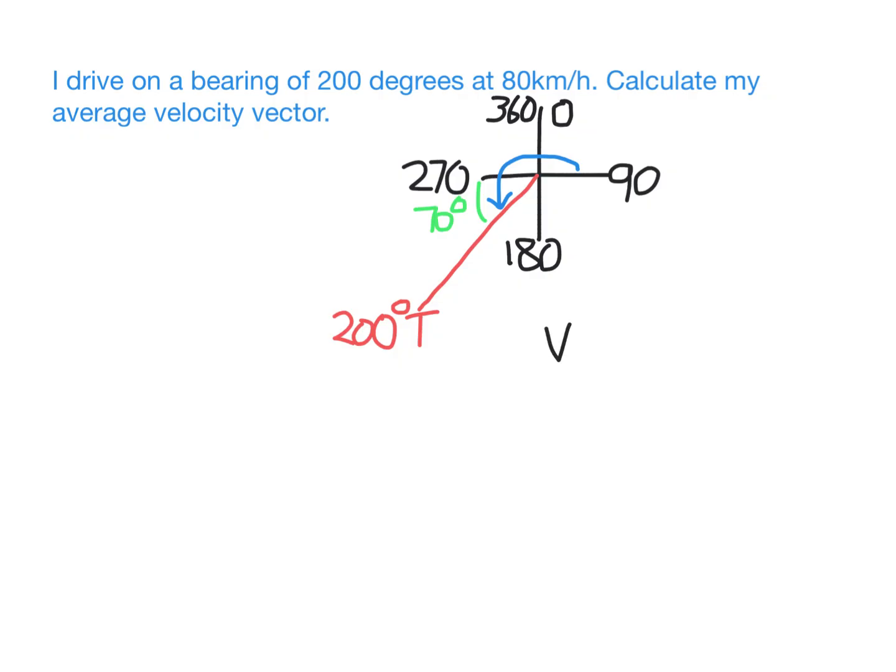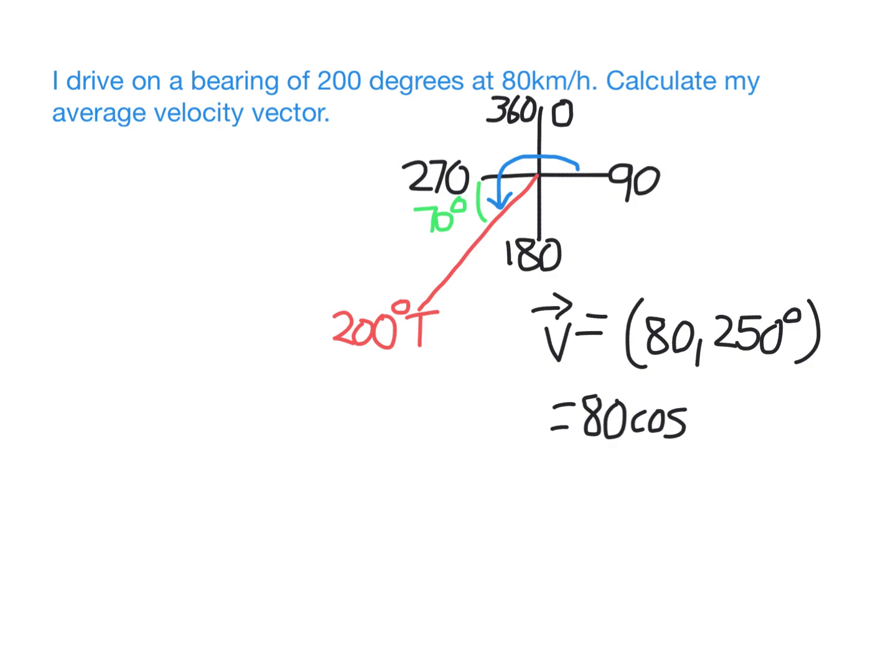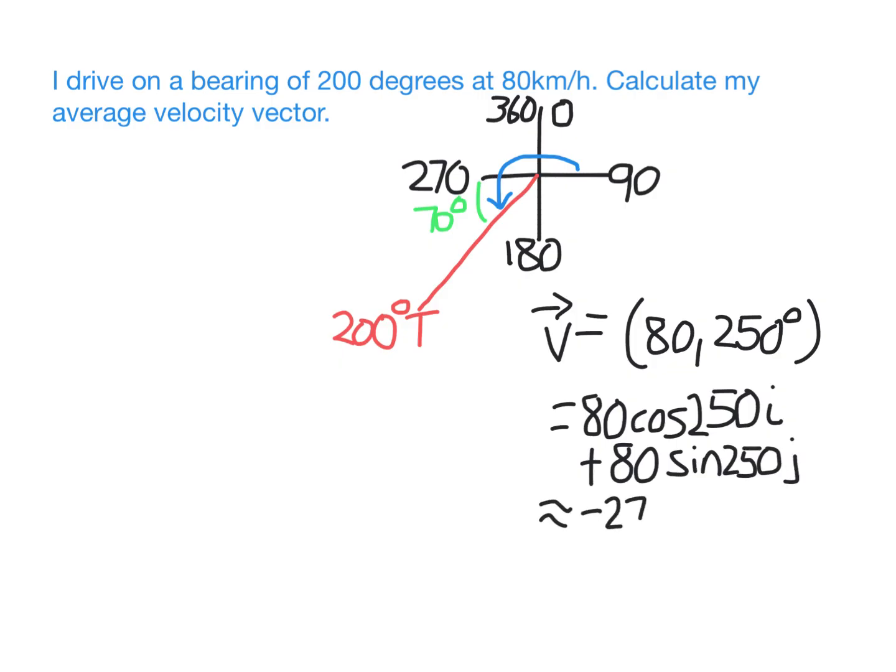So in polar coordinates, the vector will be 80, which is the magnitude, because I'm going 80 kilometers per hour, at 250 degrees. So converting that back to Cartesian coordinates, remember the x component is 80 cos of the angle, and the y component is 80 sine of the angle. So putting those numbers on our calculator, we get about 27.36i minus 75.18j.